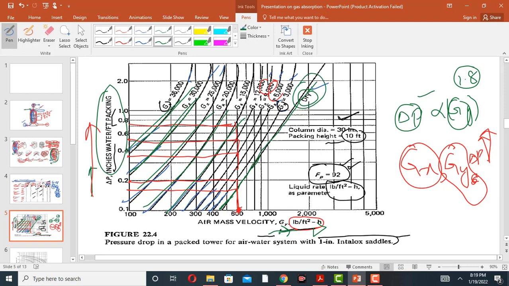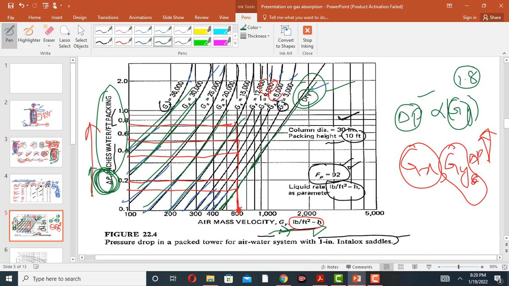In the dry column, there is no water coming from the top. Simply gas is passing from the bottom through the column. And this pressure drop is occurring due to the friction losses. When the gas is passing through the packing material, there will be a friction between the gas and the packing material. Due to this friction, the pressure drop will occur.